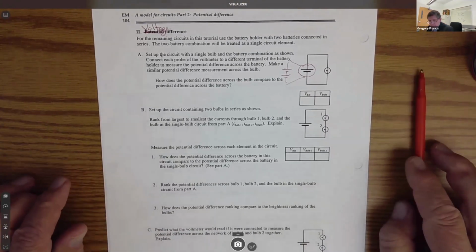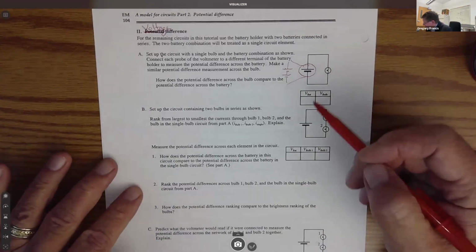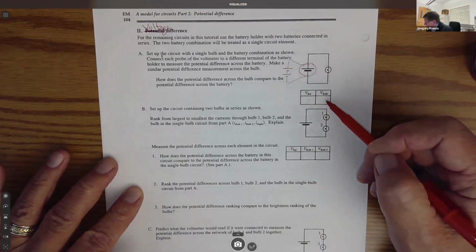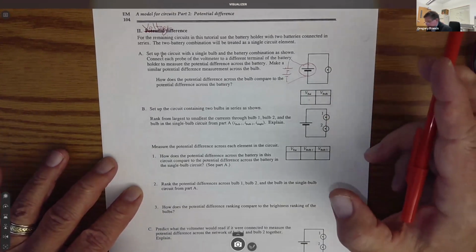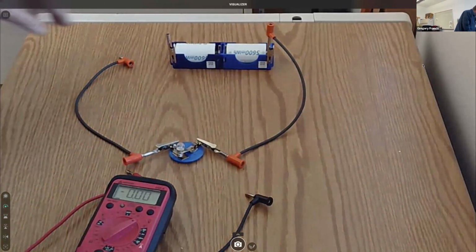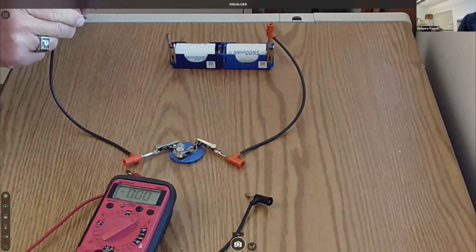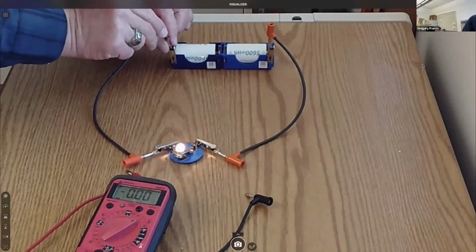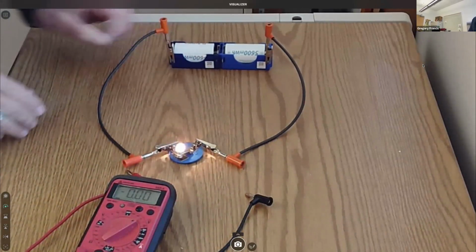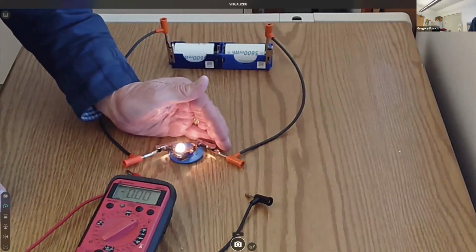Now we're going to start with a single bulb circuit. What we want to do is measure the voltage across the battery in that circuit and the voltage of the bulb in that circuit. The first experiment we're going to do, I'm going to connect a single bulb to my battery pack. And you see that it's very bright, very bright.